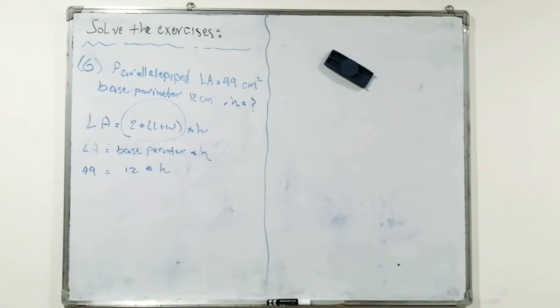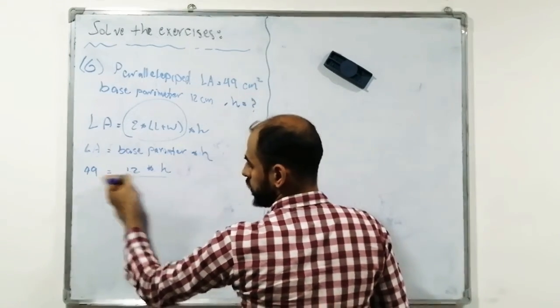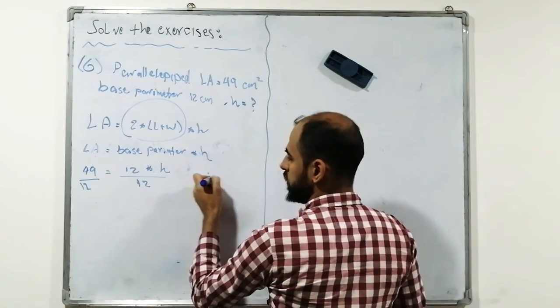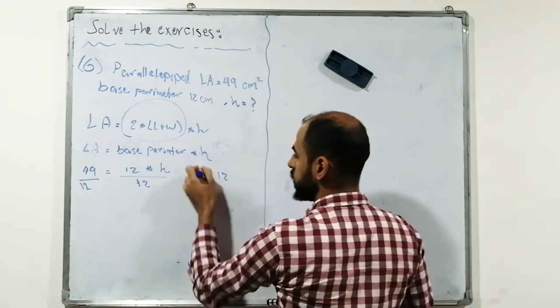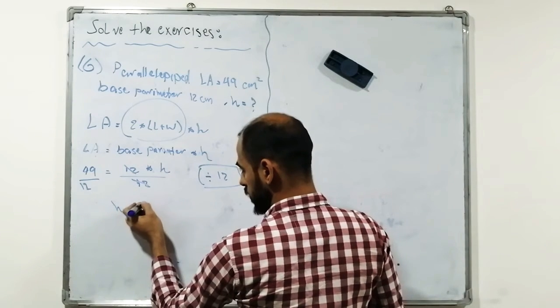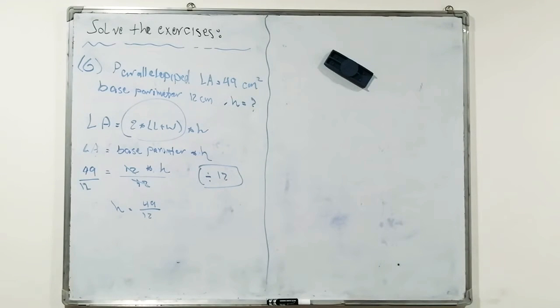Now we have the variable h, which is unknown, so we can find it by solving it as an equation, where we divide both sides by 12. Why? Because 12 is the coefficient of the variable. Then h equals 49 over 12. Here we have found the height of the parallelepiped which has a lateral area of 49 and a base perimeter of 12.